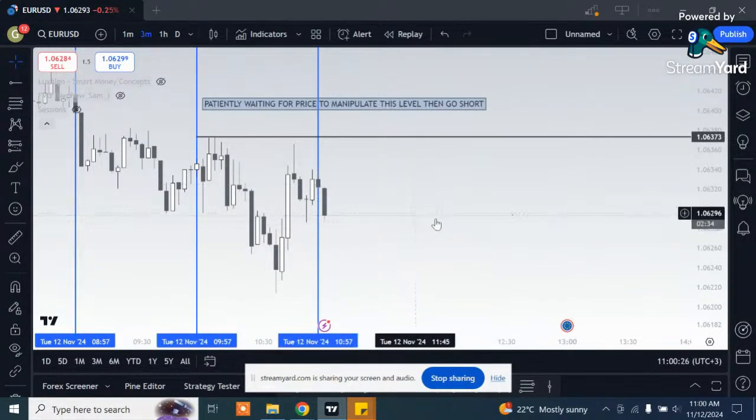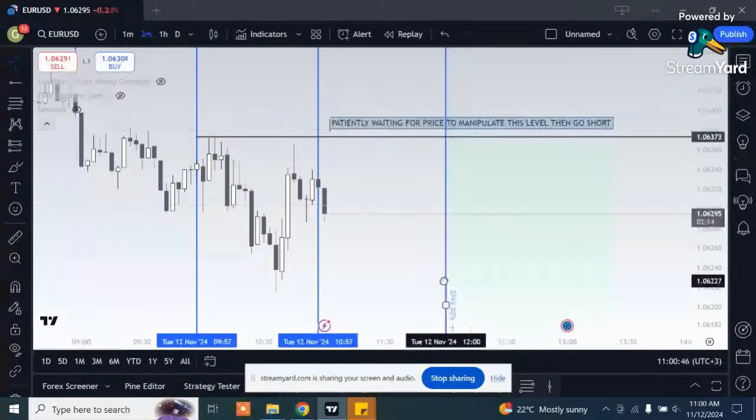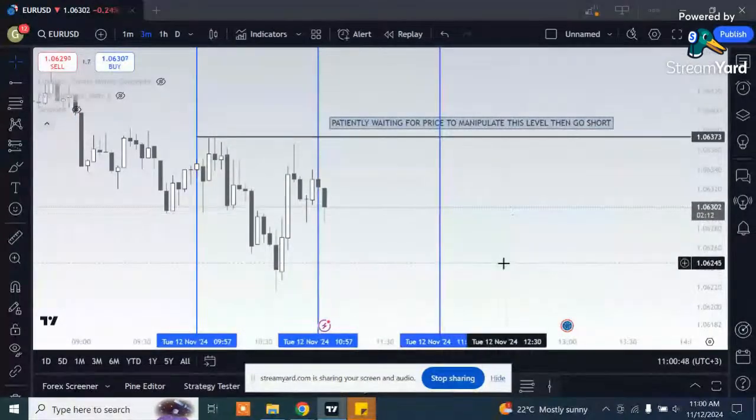Remember, the structure on the 1 hour time frame is bearish, so we are moving with the flow of the market. We are not trying to move against the market. We are trying to move with the flow, looking to actually go short in the market. So yeah, basically that is it.